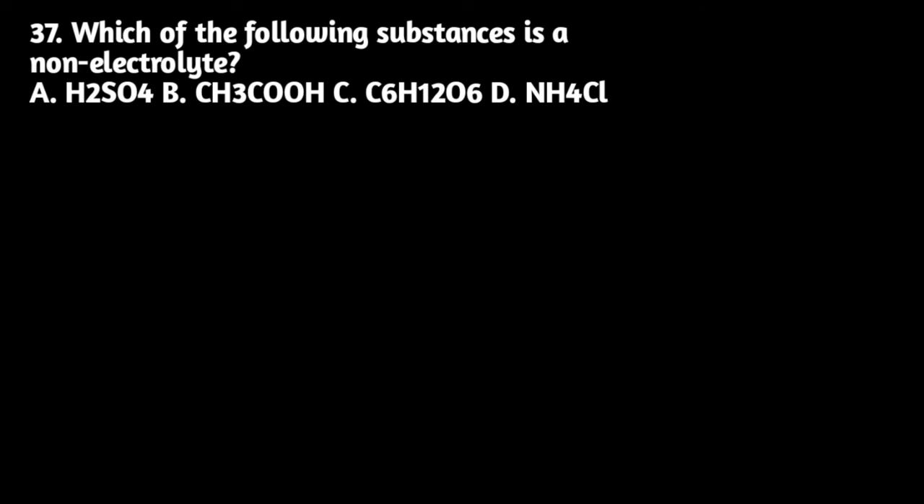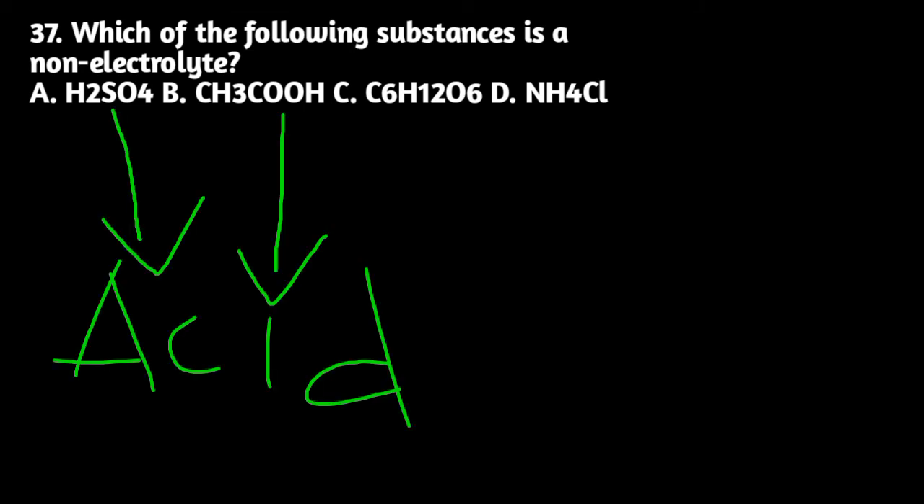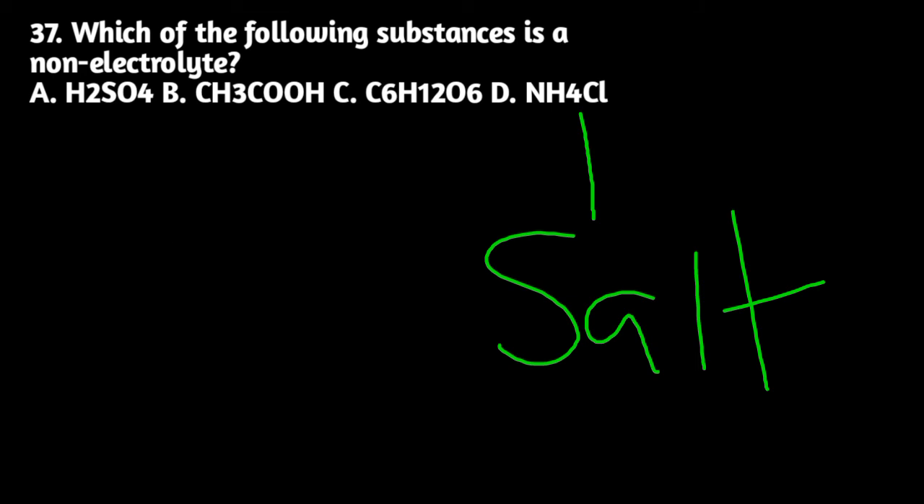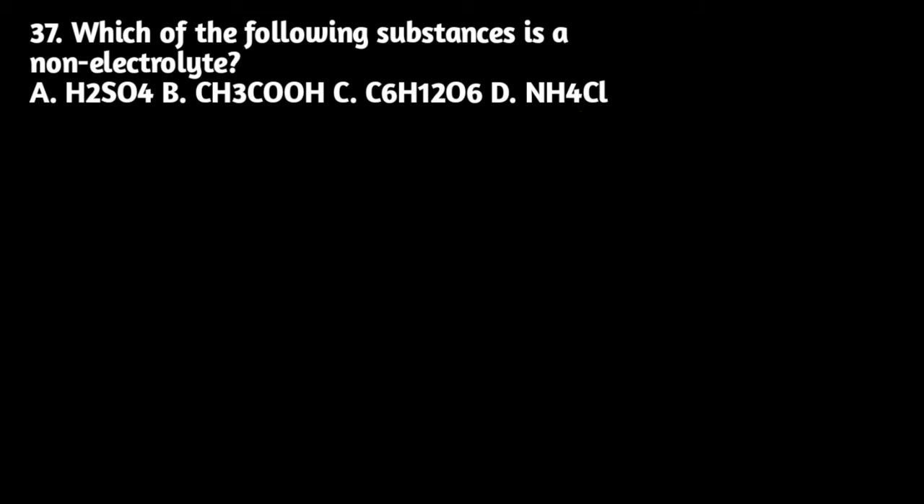A non-electrolyte means that it does not conduct electricity. We know all bases conduct electricity, all salts conduct electricity, and all acids conduct electricity. The rest don't. Now look at them. C is the correct option because it is not a salt, it is not a base, it is not an acid. That is an organic compound. It's a sample of a carbohydrate.